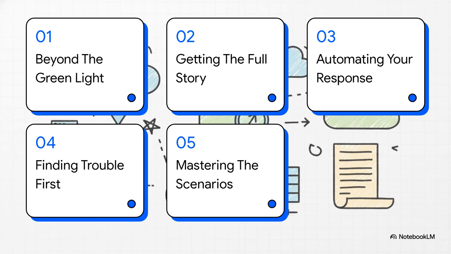All right, so here's the game plan. First, we're going to talk about what it really means to go beyond that simple green OK light. Then, we'll get our hands dirty and figure out how to get the full story with the right tools. After that, we'll look at automating our responses and even finding problems before your users ever see them. And to wrap it all up, we'll power through some common scenarios to make sure all these ideas really stick.